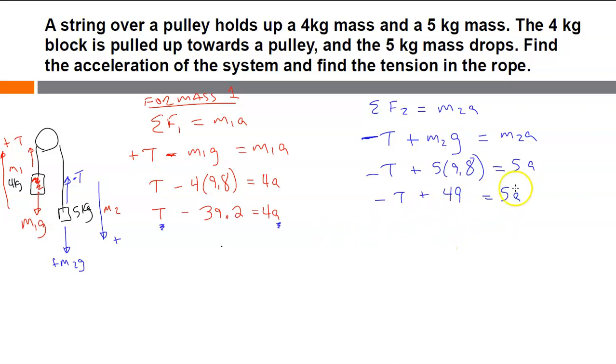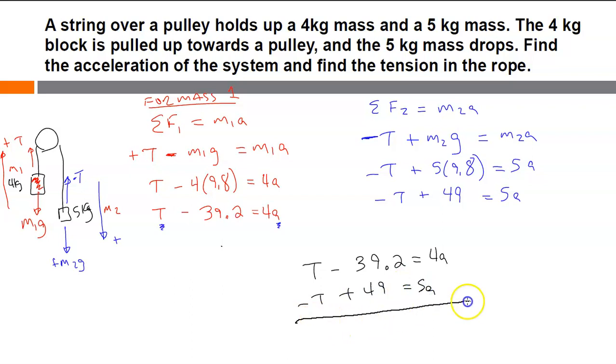I don't know T, I don't know a, I can't solve this one, I can't solve that one. It's time to do that stack and add thing that we did before. Let me pull them down here and do it separately. Maybe this is easier to see what's happening. Here's the first equation. Right below it I'm going to write the second equation. The T minus T cancels.